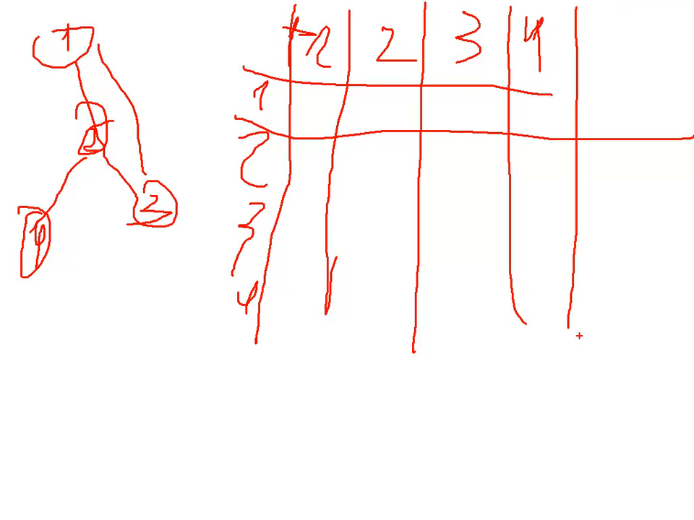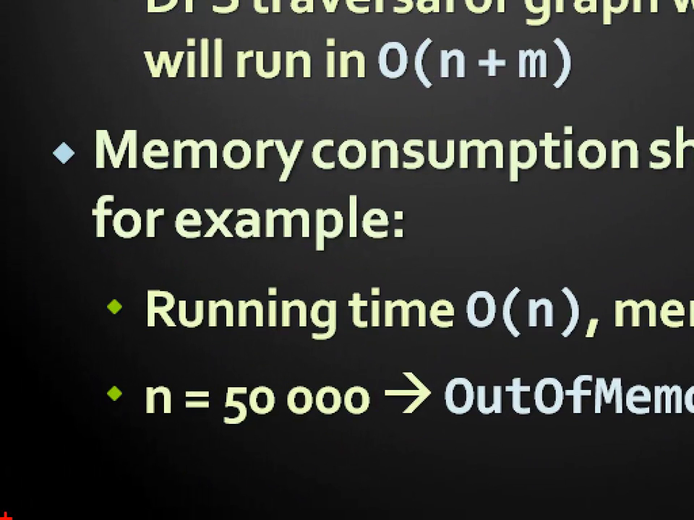This thing has exactly n to the power of 2 elements, right? Because it has n rows, 4 rows, and 4 columns. 4 by 4 means 16. 4 to the power of 2 is 16. So this thing uses n to the power of 2 memory. So if you have a graph with 50,000 vertices, this will use the memory used for one vertex, multiplied by 50,000 to the power of 2.